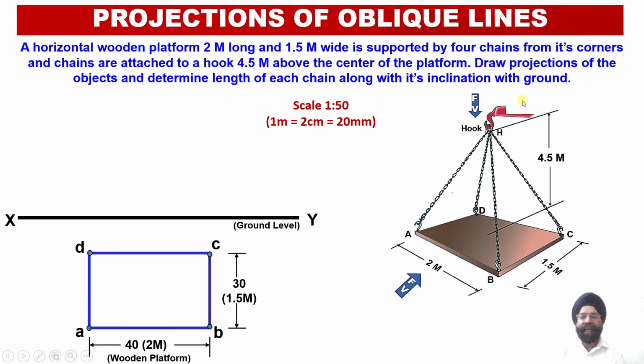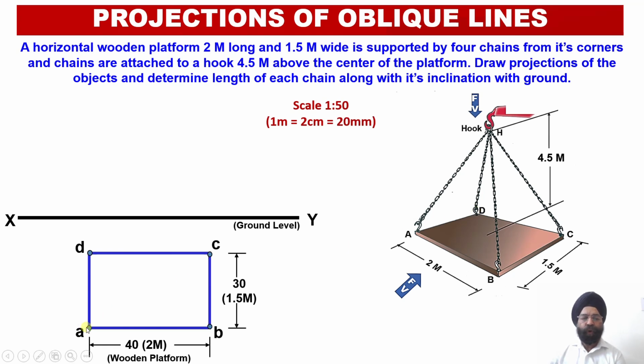we also know that since there is a hook at the top which is at a height of 4.5 meters above this particular platform, these four chains will have equal lengths, because only then will this block become horizontal. In order to maintain that this particular wooden block ABCD lies in the horizontal orientation, the lengths of the chains HA, HB, HC and HD should be equal to each other.